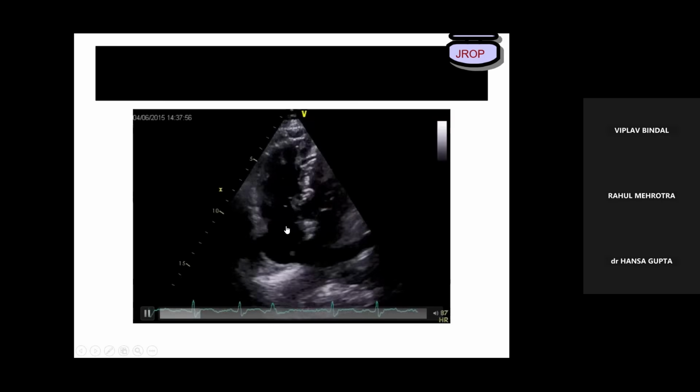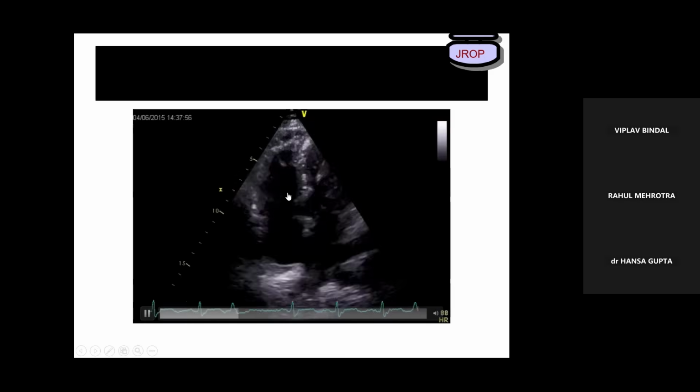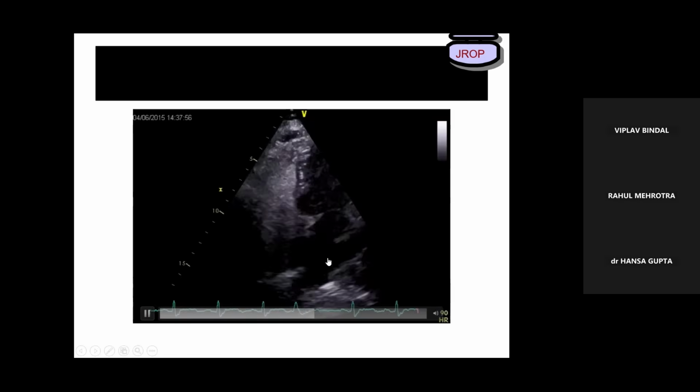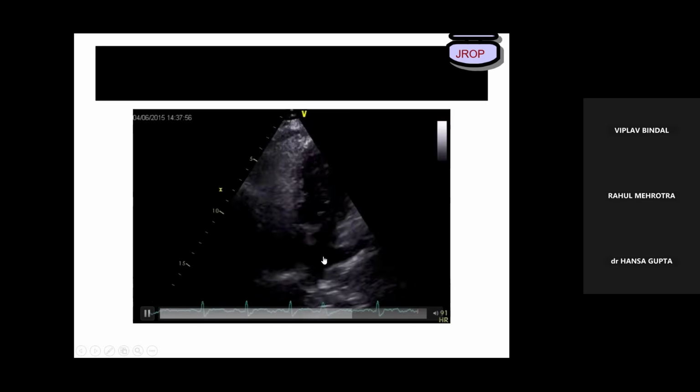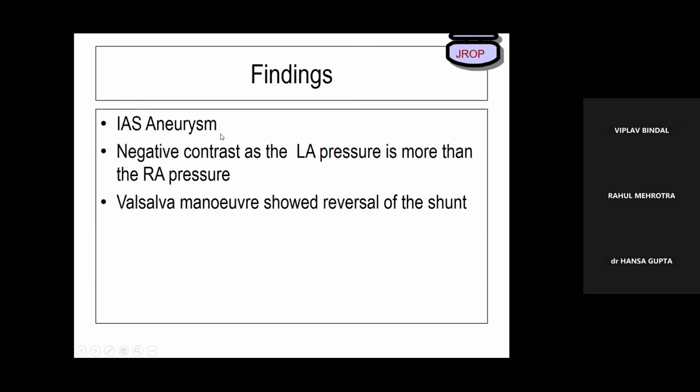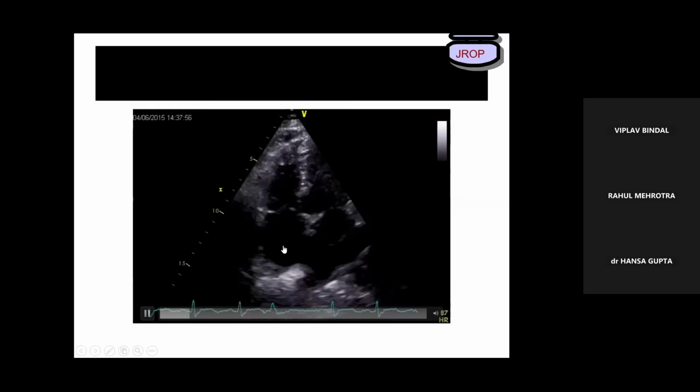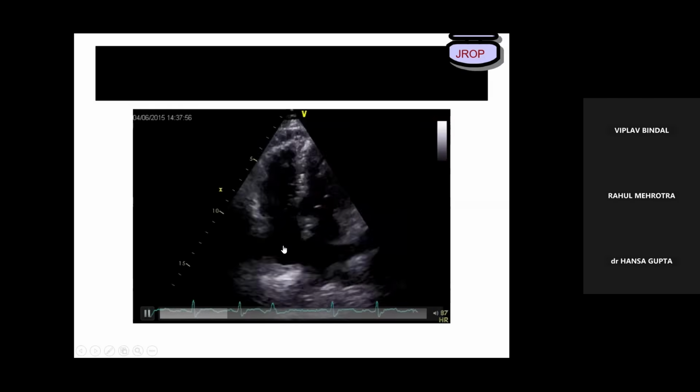And the detection was happening when we could see a mildly dilated RV-RA with a negative contrast. And with this, I can say carefully, look, aneurysm was present, negative contrast was present as the LA pressure was more than RA pressure, and the Valsalva maneuver showed reversal of shunt. So what exactly we were doing at this particular point was, now you can see bubbles coming from here. What exactly did we do? When we were doing this, we asked the patient to hold his breath.